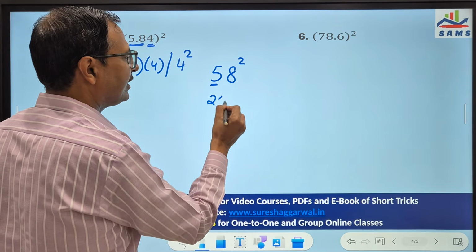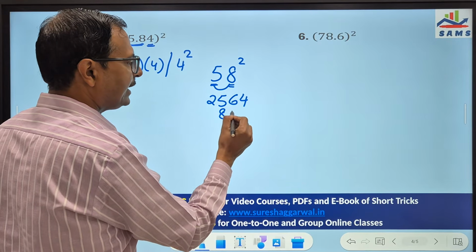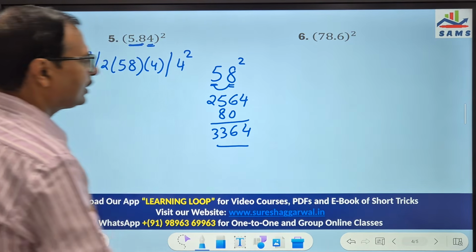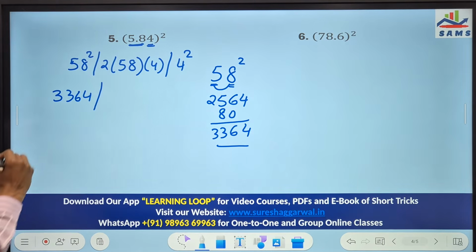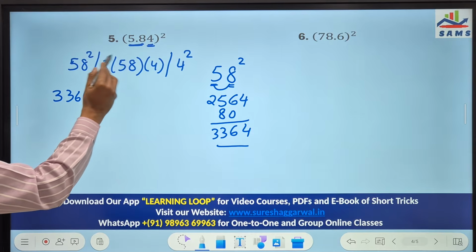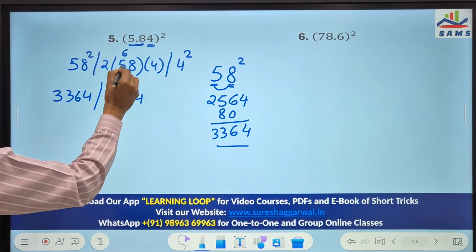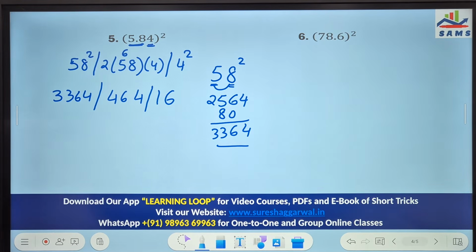5 square 25, 8 square 64, 5 8s are 40, double 80. So 4, 6, 3, 3, 3, 3, 6, 4. So here we have 3, 3, 6, 4, and then I need to multiply 58 by 8. 8 8s are 64, 4, 6 carry, 8 5s are 40, 46, 464, and finally the 16.